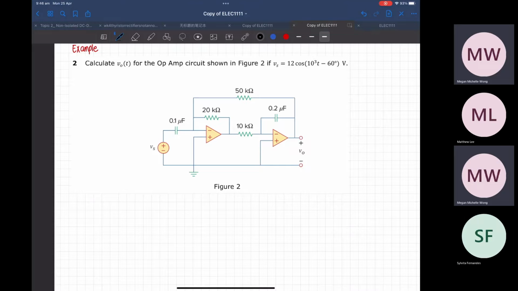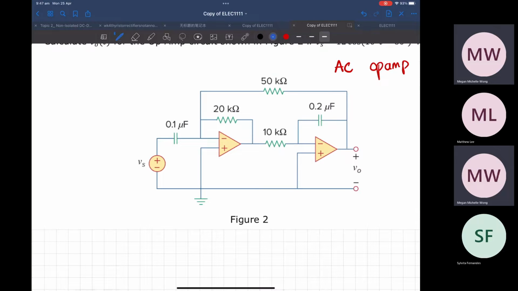Okay, so this is an AC op-amp question. It looks super scary, but if you actually use the op-amp rules, it's pretty easy. So for example, I'll first put all the voltages. So this is 0 volts, and this is also 0 volts, and this is 0 volts, and 0 volts. Then I label the currents. I have current going in, current going out.